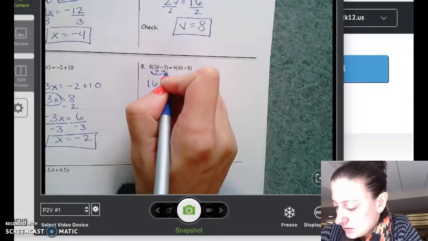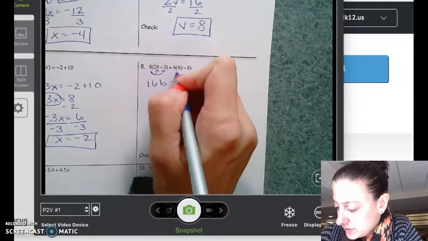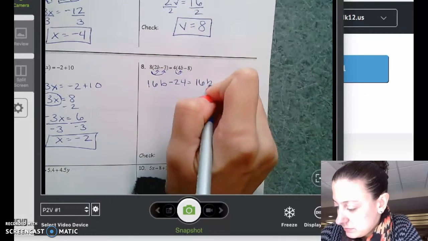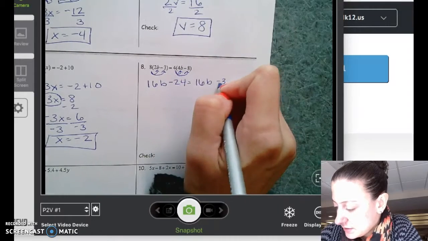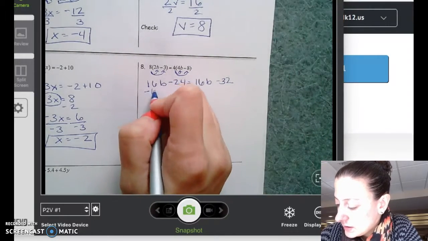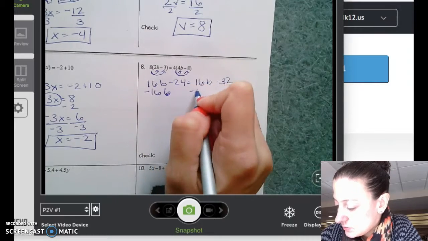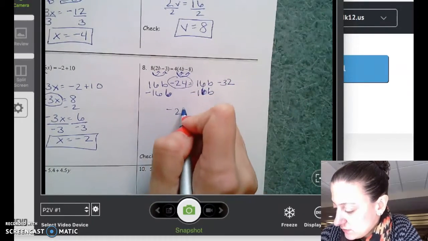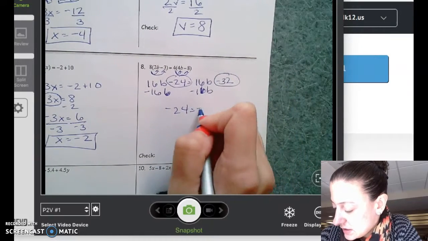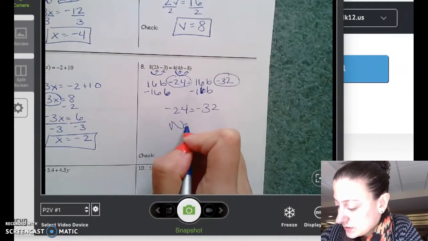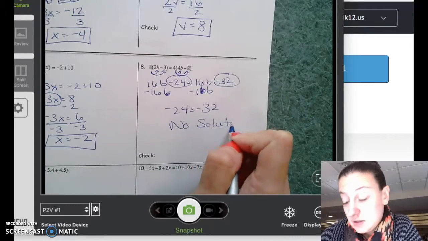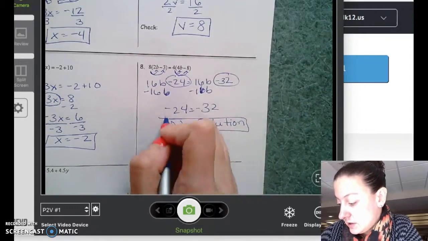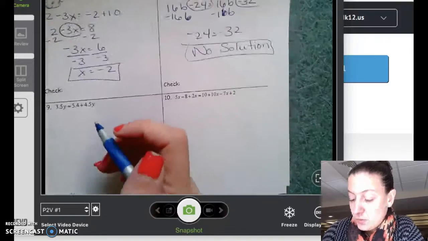16b minus 24 equals 16b minus 32. Subtract 16b, subtract 16, oh my goodness, b. Negative 24 equals negative 32, which is not true, so the answer is no solution. And yes, I do want you to write out the words. Okay, no solution.